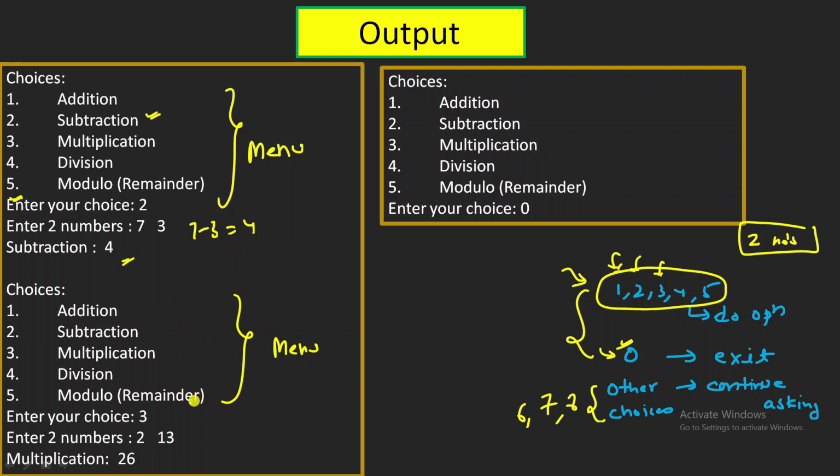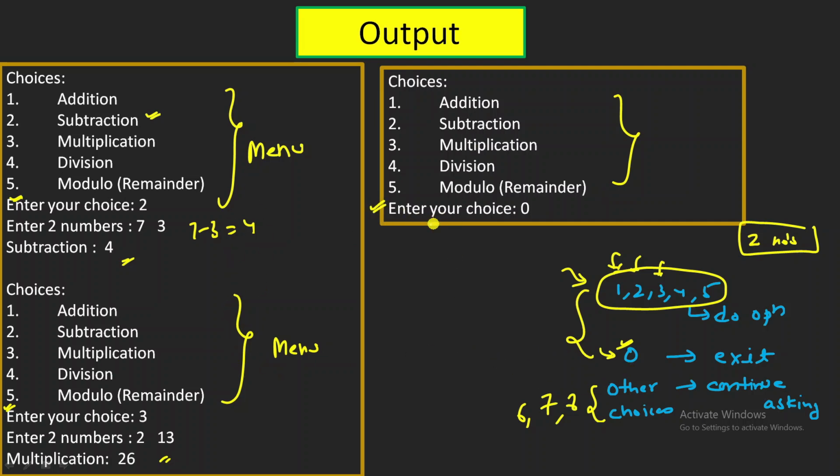Now again you should be presented these choices. Again this menu should come and you should be asked to enter your choice. Now you enter choice 3, that is you want to do multiplication. Now the two numbers are 2 and 13, so multiplication should be performed on 2 and 13. So 13 into 2 will be 26. Then again this menu should come. Your program will continue till you enter choice as 0.